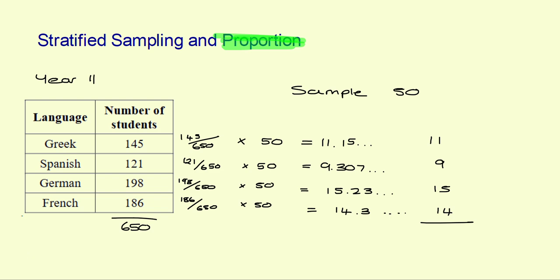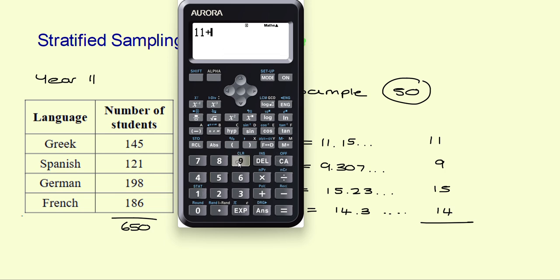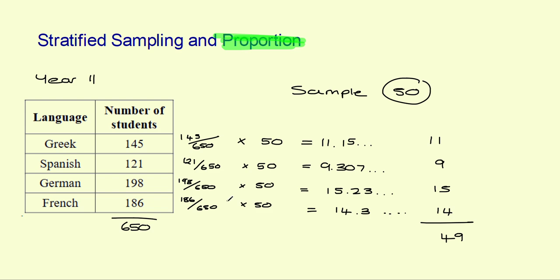Now, I have a feeling that isn't quite going to be enough students for our sample. Our sample is 50, and that sometimes happens because of the rounding. So let's add those together: 11 plus 9 plus 15 plus 14 gives us 49 students. We haven't got a sample of 50. You might want to take the highest one to round up to the next number, so you might want to take Spanish to round up to 10. That is a GCSE question that's come up in the past. It might be why has it come up with more, or why has it come up with less? And it's all to do with the rounding.